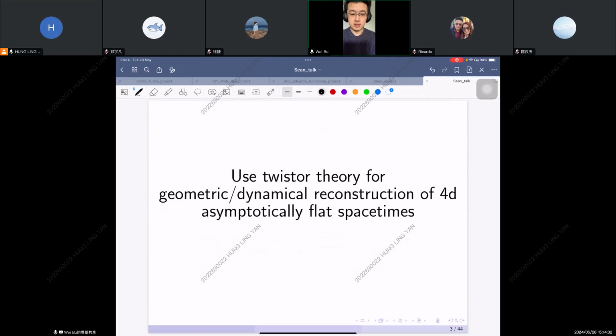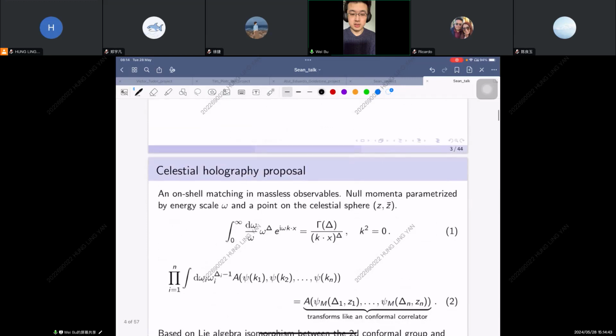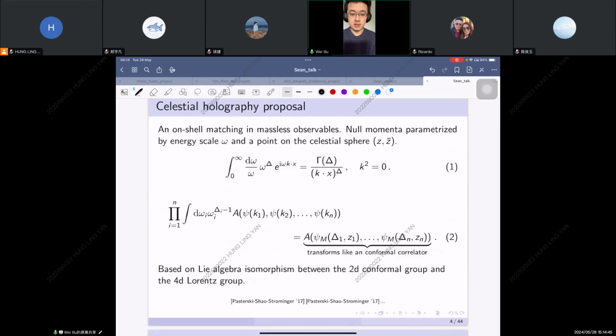Okay, so today's talk, we're just going to use this machinery to do the reconstruction problem in a much more modern language. So I'll break it down for you step by step. We'll see how far we can get. So let's start with, I have the word celestial holography in the title. So what is that exactly? It's a proposal proposed by Strominger and his collaborators in 2017, around that. And it's a proposal to match on-shell data on both sides, in Minkowski space and the celestial sphere.